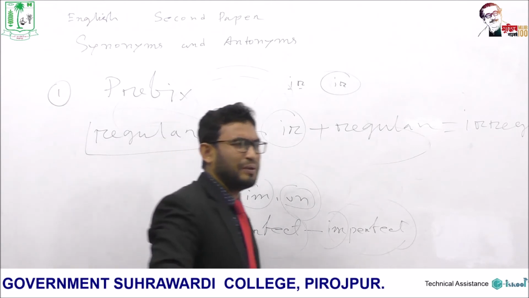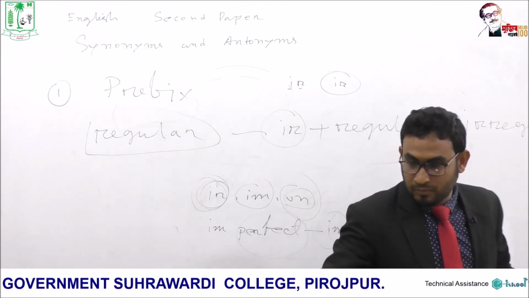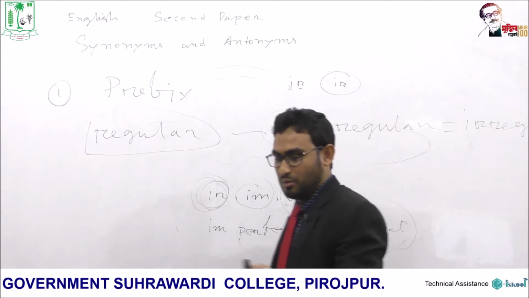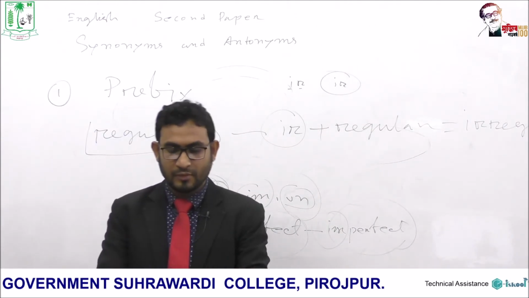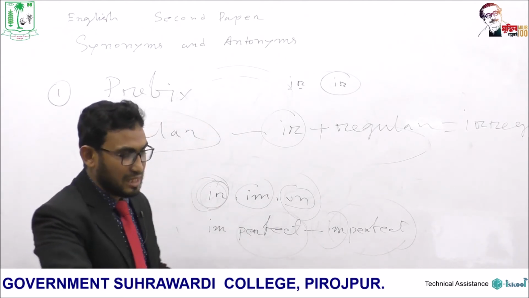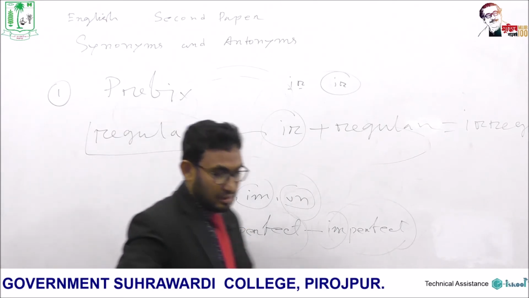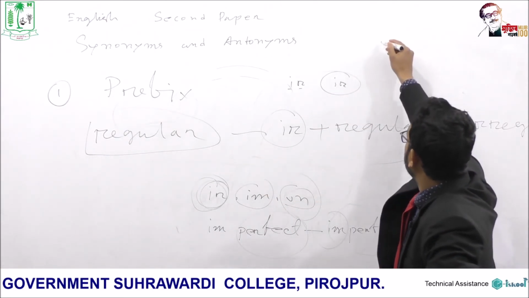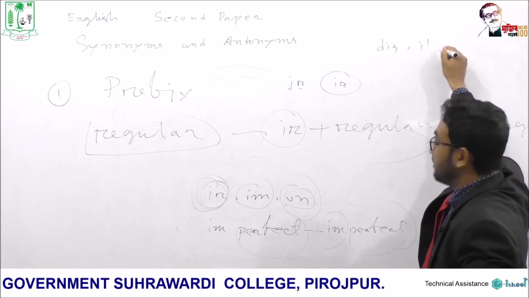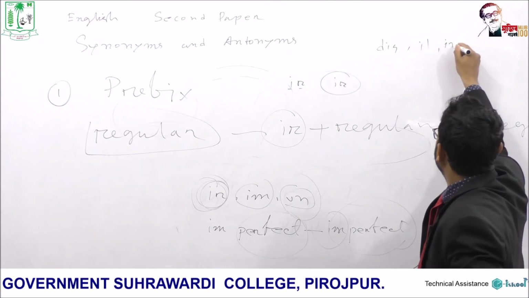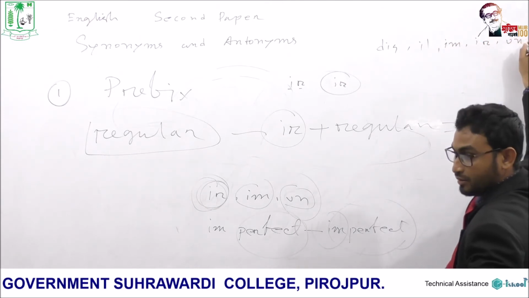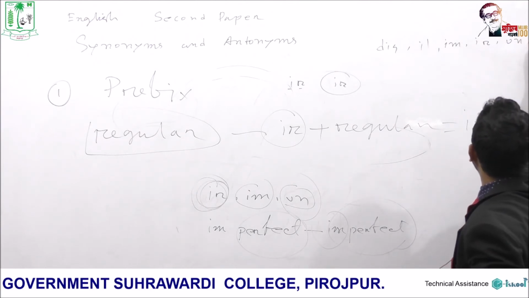So what are the common prefixes that are used for developing antonyms? Today we are going to learn this. The common prefixes that are often used for developing antonyms are these. Look at these. These, il, an, mis.